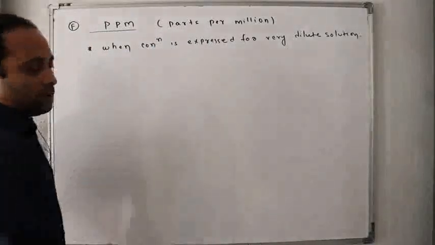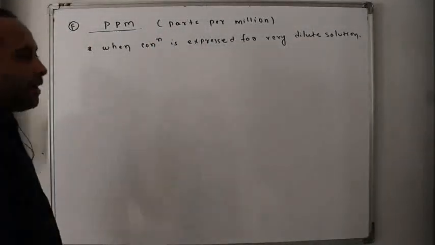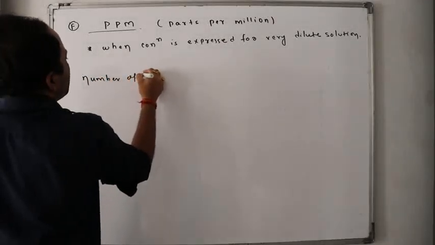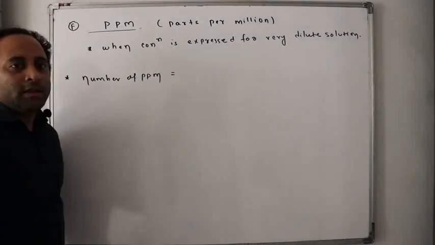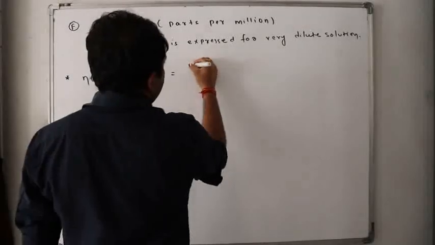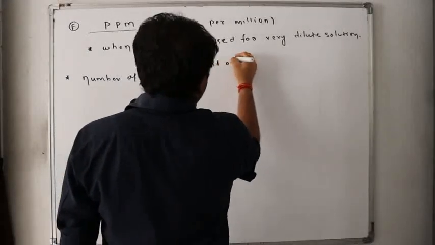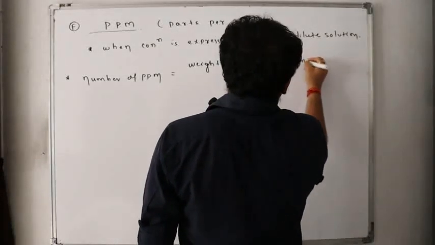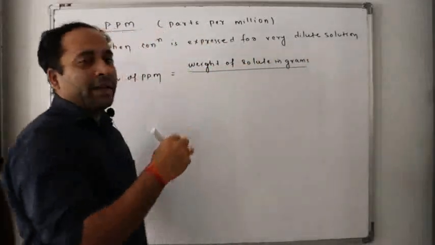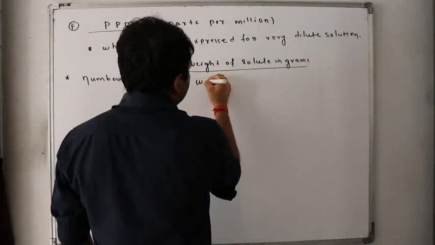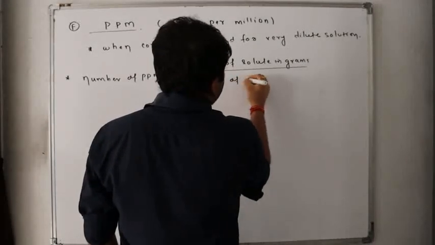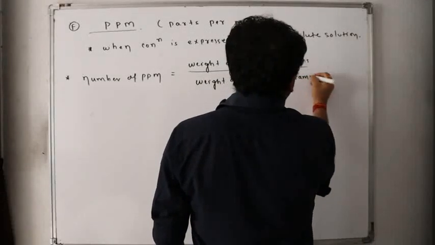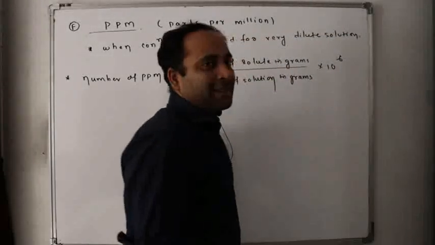Pause this and copy this if you want. Okay. Can I write this in this manner? Number of ppm, or I can say ppm is equal to weight of solute in grams, divided by weight of solution in grams, into 10 to the power 6.